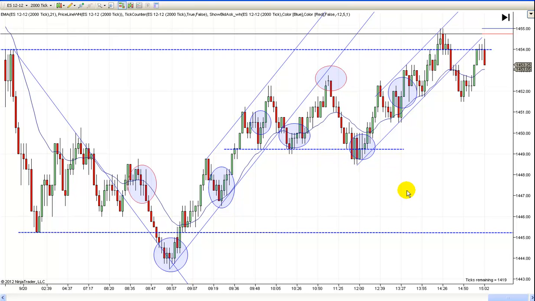So you've got to pay attention to those things there. I just can't tell you how much money we make off those every single day, day after day after day. And it's very rarely, if they're with the trend, that they fail.